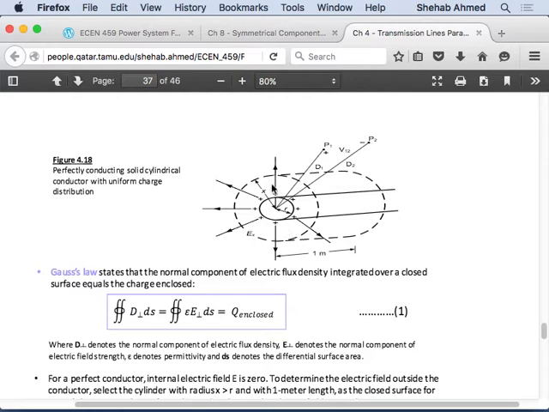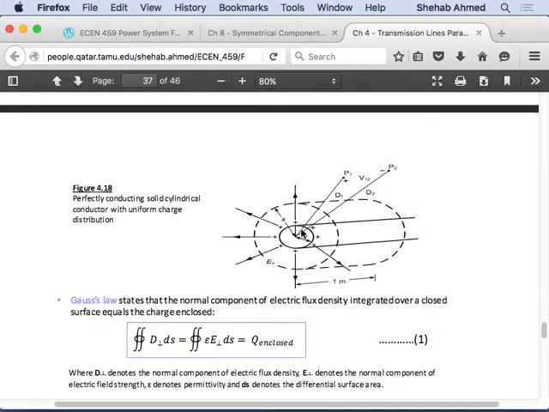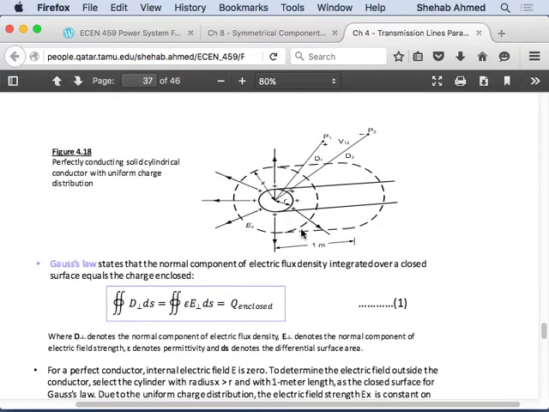So I'm only looking at the area because again the electric field is emanating radially, right? There is no electric field emanating axially. That's the assumption. The assumption is that all the charge is distributed on the surface of the conductor only. Okay.